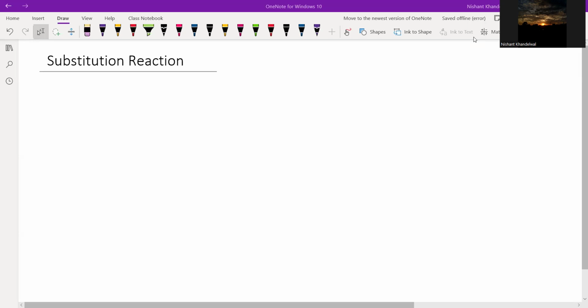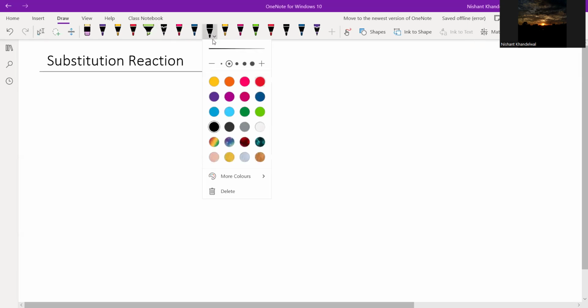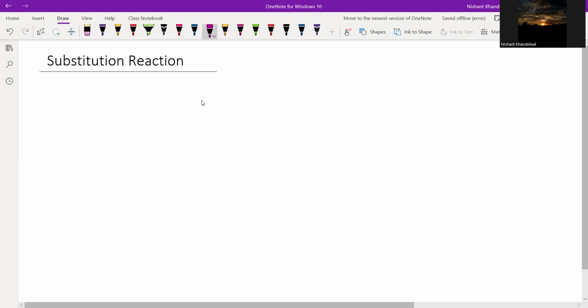Hello everyone. Today we will discuss substitution reactions, which are very important in organic chemistry, and we will see how this goes on. Okay. So basically, you have all studied substitution reactions in class 10th also, a reaction named displacement reaction, right? In which one group replaces another group.